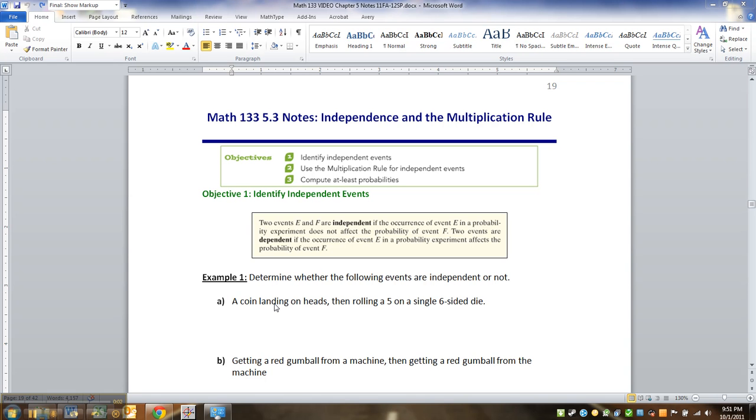All right, so it's time to move on to section 5.3, which is about independence and the multiplication rule.